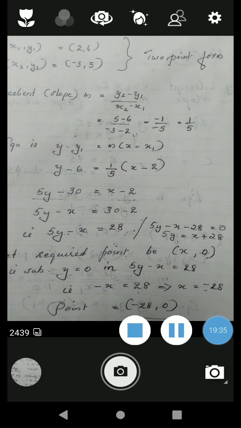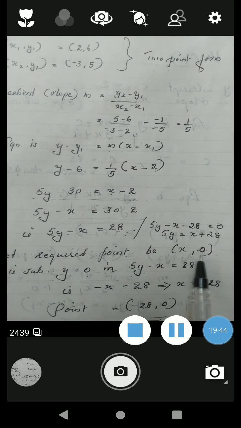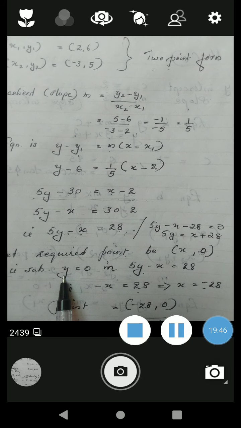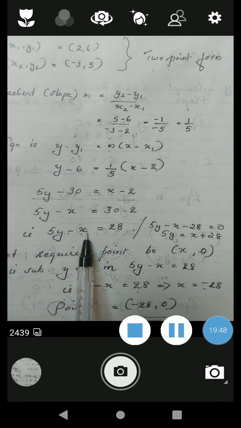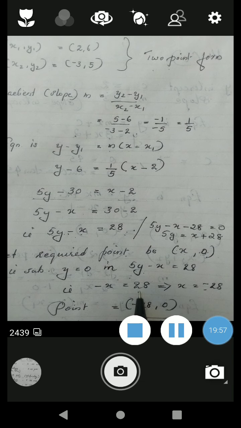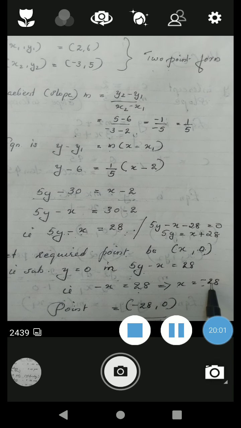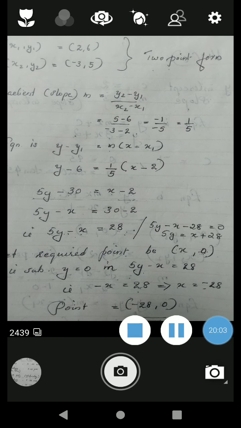third part, the coordinates of the point where PQ intersects the x-axis. Therefore, a point on x-axis is x, 0. In this case, y coordinate is 0, no? Therefore, substitute y is equal to 0 in this equation. You will get its x coordinate. So this part becomes 0. Minus x is equal to 28. Therefore, x is equal to minus 28. Therefore, the point of intersection is minus 28, 0.